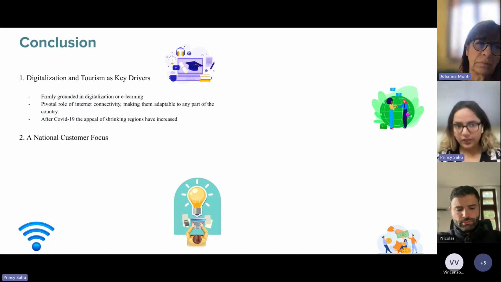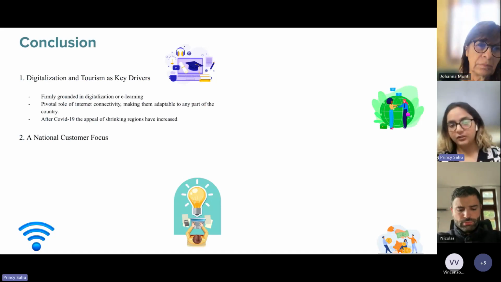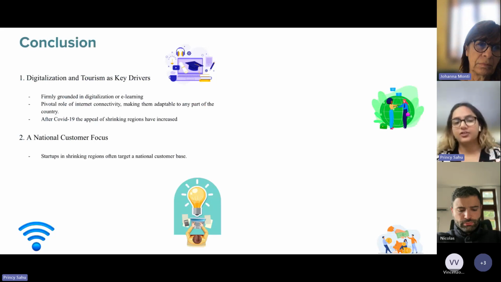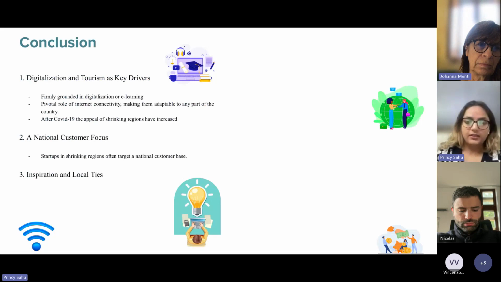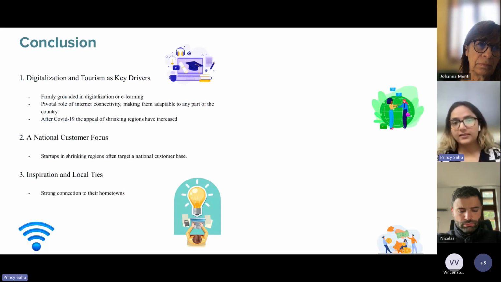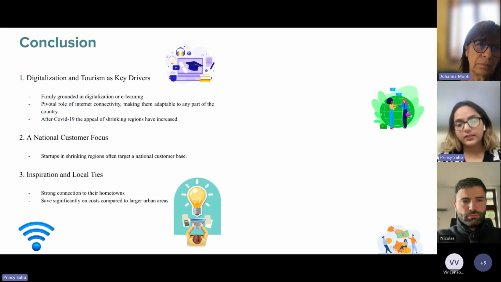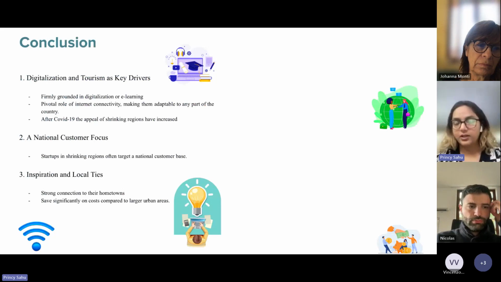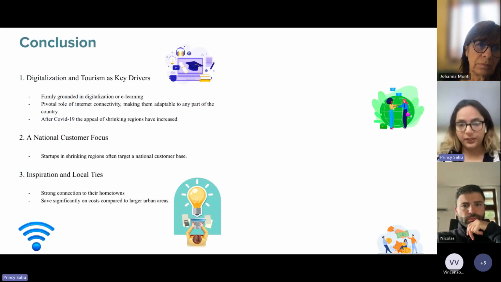Next thing was most of the startups focused on a national perspective. So they had a national customer focus. They focused all over the country, and when we talk about inspiration and local ties, they wanted to stay connected to their hometowns, as you know they had a strong connection there, as well as they saved a lot of cost as compared to large urban areas.